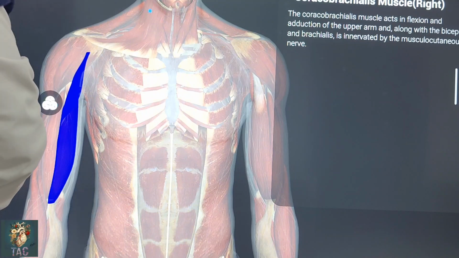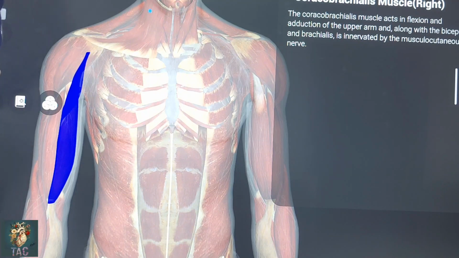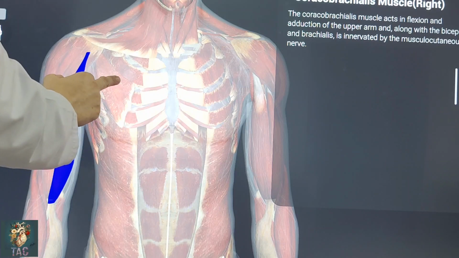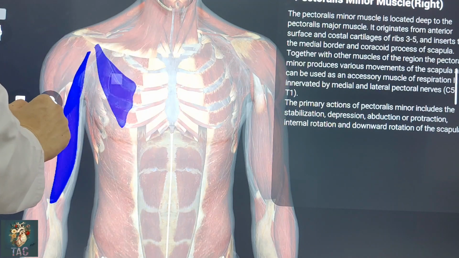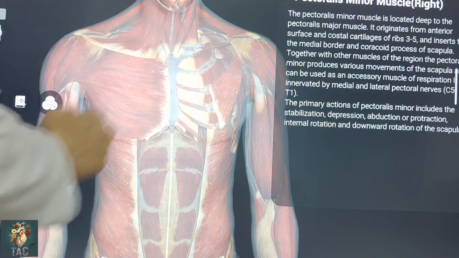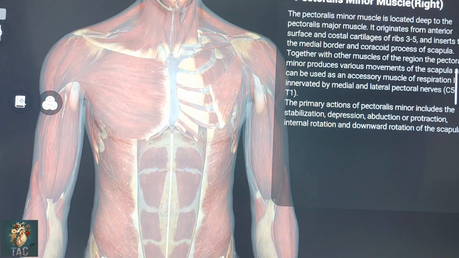And the anterior boundary, as I have shown you, is formed by the pectoralis minor muscle over here, the subclavius muscle, and then the pectoralis major in front. So this is all about the boundaries, the apex, and the base of the axilla.